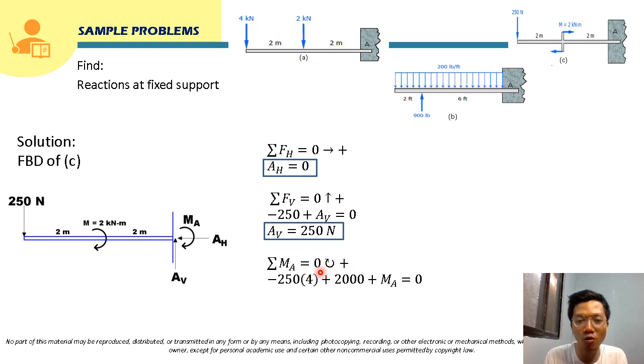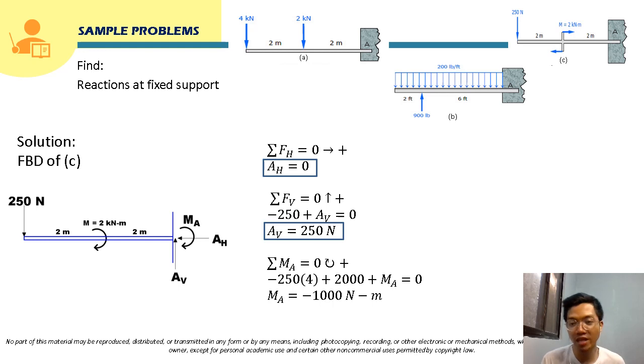Okay, so now for the reaction moment, which is MA, our assumption here is clockwise, so we will just add plus MA here. It is positive since it is a clockwise assumption. And this will be equal to 0. So we can now solve for MA. Solving for MA, this will actually give us, we transpose 250 times 4, that will become positive, and 2,000, that will become negative 2,000 if we transpose.